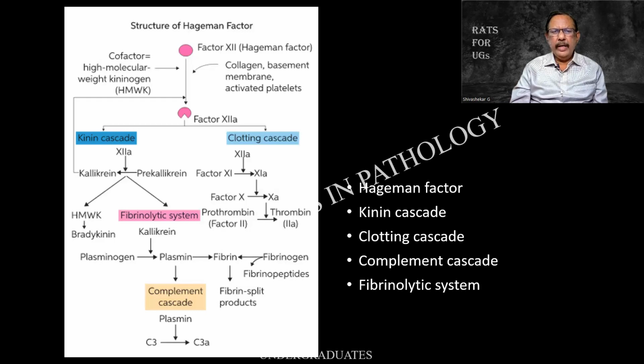So this particular one, I would like you to kindly memorize, do it repeatedly or even write it and try. It is worth it. The keywords here will be the Hageman factor, the kinin cascade, the clotting cascade, the complement cascade, and the fibrinolytic system or mechanism.